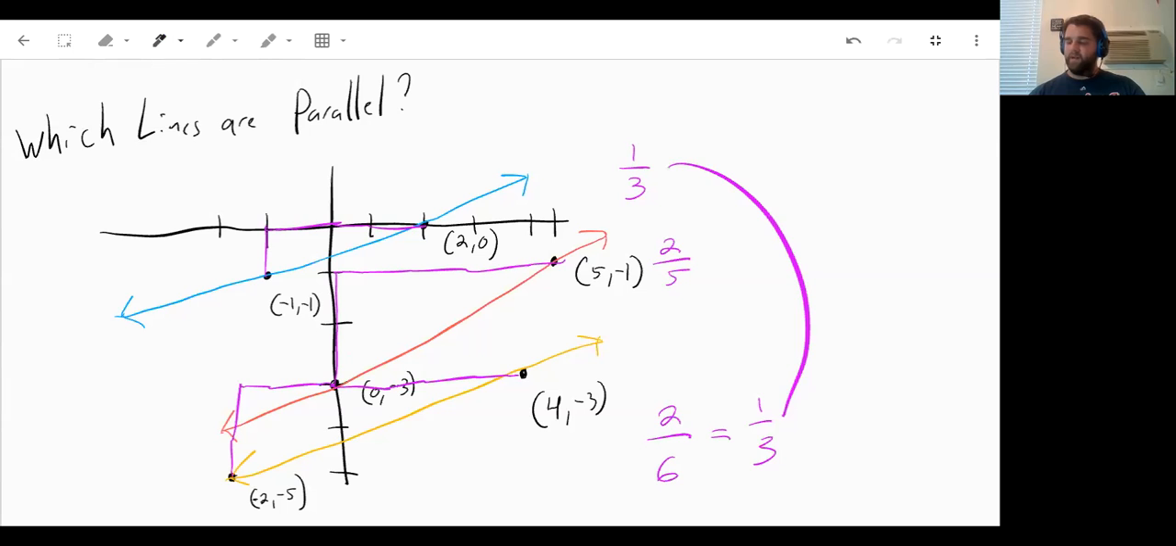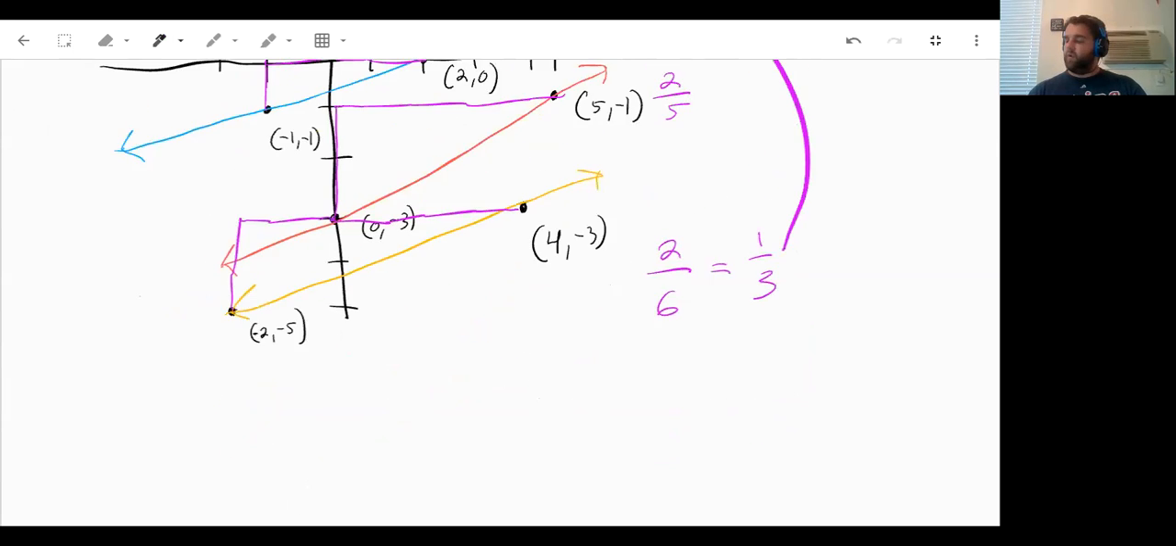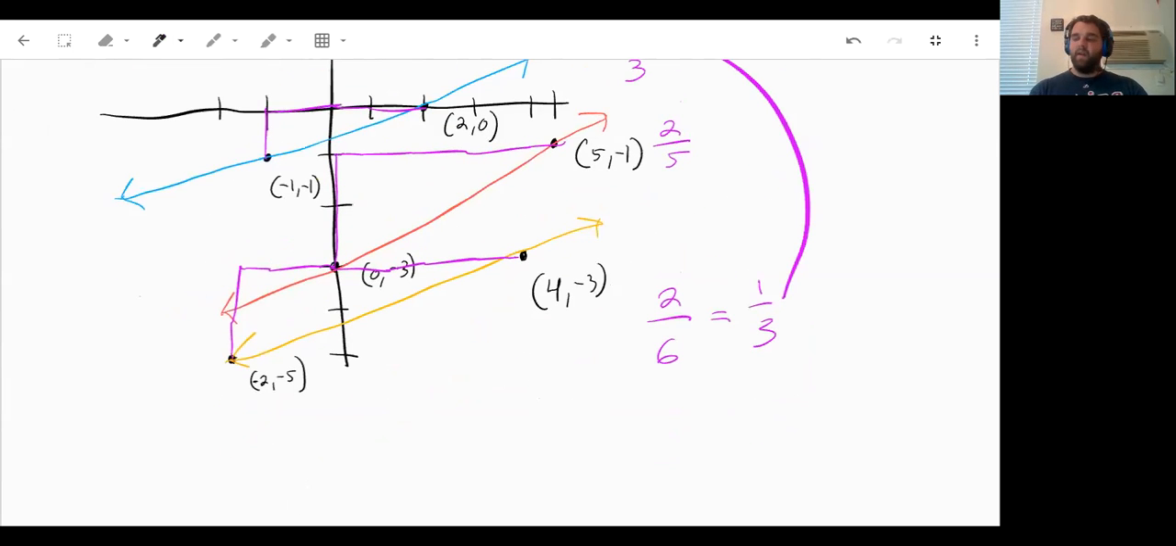You figured out which ones are parallel. And that's the final question for this section. So hopefully that made sense. And if you have any questions, shoot me an email. Otherwise, good luck.